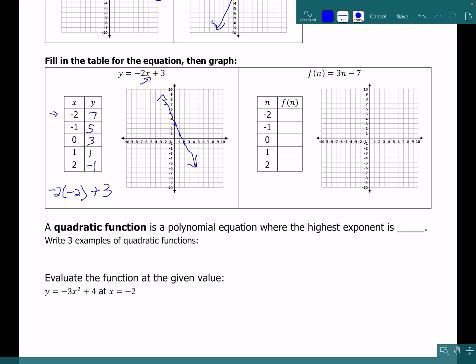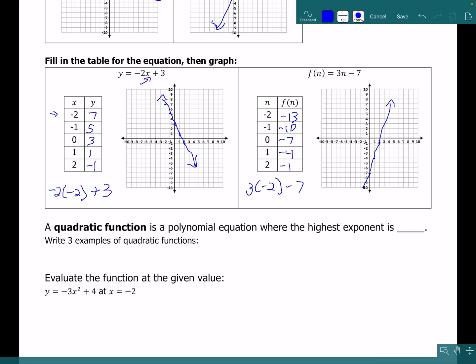Okay, let's try another one using the table. So this would be 3 times negative 2 subtract 7. Plugging in negative 1, then plugging in 0, 1, and 2. And there we get our line.